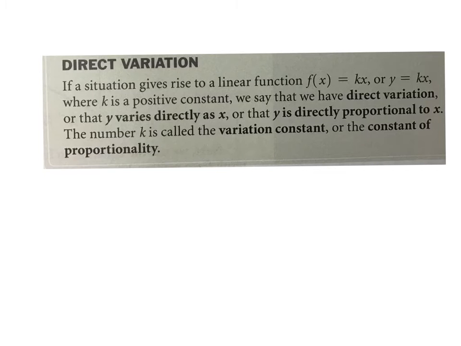If a situation gives rise to a linear function like this, y equals kx, where k is the positive constant, we have a direct variation. We say that y varies directly as x, or y is directly proportional to x. These are all the ways you may see it written. The number k is called the variation constant, and that's our equation up here, y equals kx. Don't forget that.